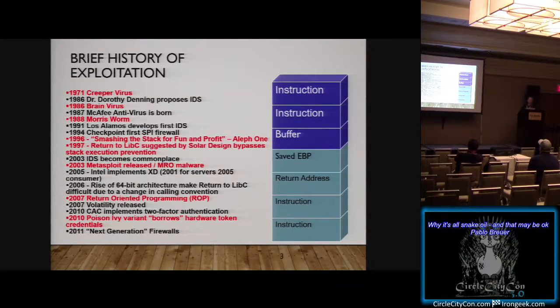But beyond then, in 2003, IDS becomes commonplace. Most of us have it. It comes default on our software. We use Zone Alarm, we use Checkpoint, we use something, and it becomes widely known. 2003 is also when we get the first kind of commercial exploit framework via Metasploit.